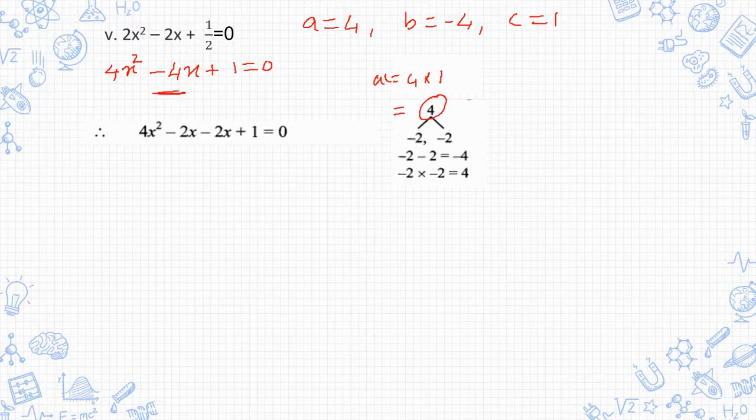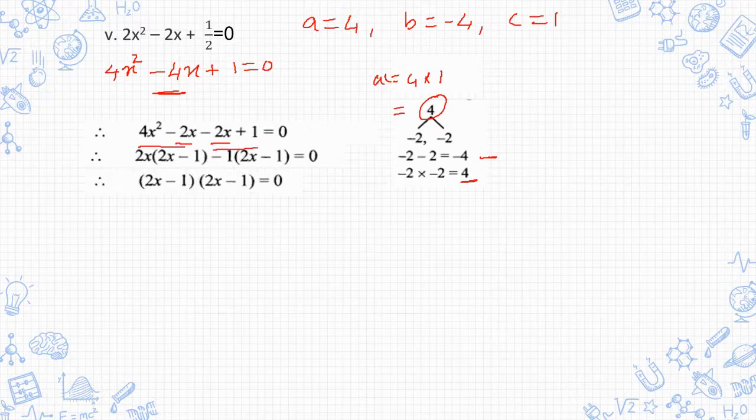So if you take minus 2 and minus 2, minus 2 into minus 2 will be plus 4, and minus 2 minus 2 will give you minus 4. So if you see, minus 4 is the middle term. Now you split the middle term minus 4x as minus 2x minus 2x. Now we just pair it. So the first pair will be 4x squared minus 2x. Second pair will be minus 2x plus 1.